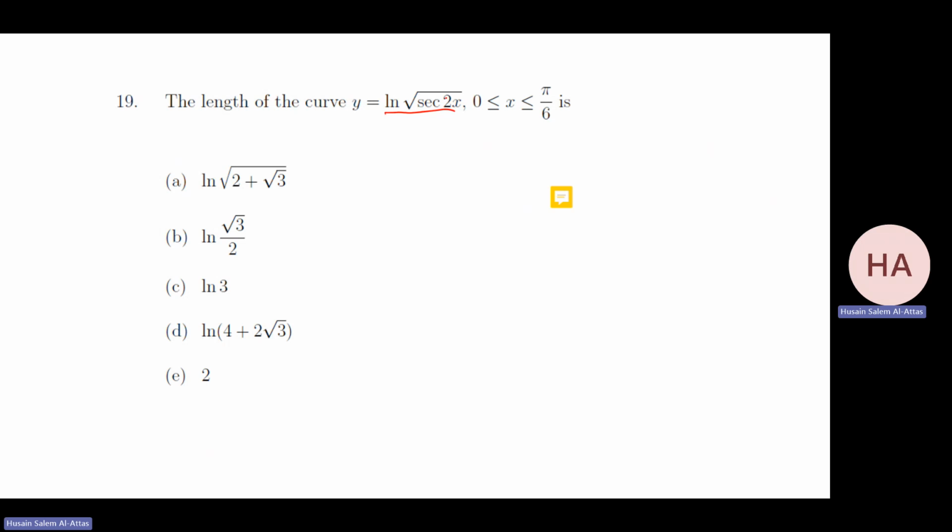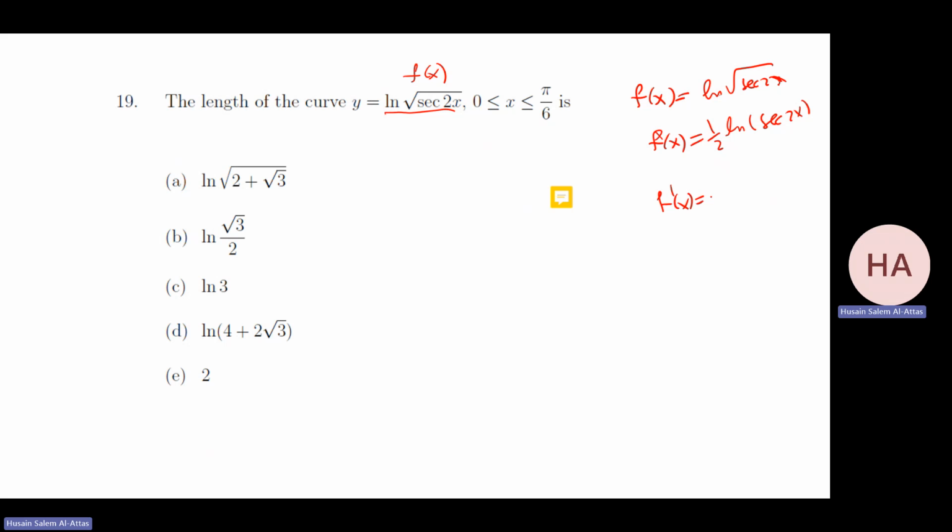Okay, next calculation. This is f of x. So f of x equals the length, huh? Yeah, ln square root secant 2x. F prime will be what? Be careful. Over square root. You know what? Let me do one step. Yeah, you can take it as half ln secant 2x. That will make it easier. Take the half outside, so that will make my calculation easy.